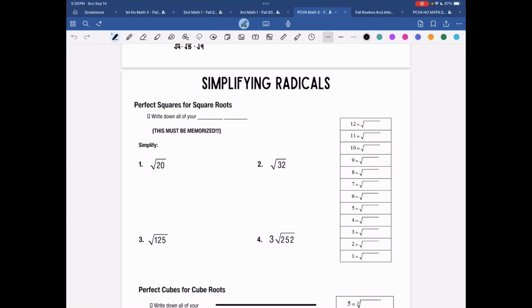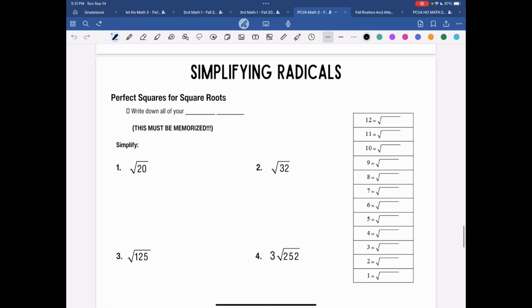All right, for this lesson, we're going to be talking about how to simplify radicals. It's just a skill that you need to know going into obviously this unit and the next unit. So we're going to kind of review that. So first thing we want to do is talk about perfect squares for square roots.